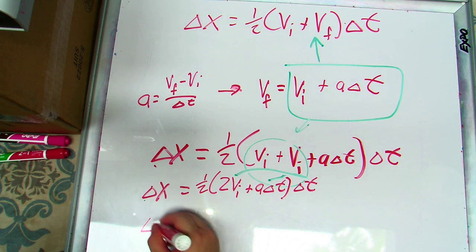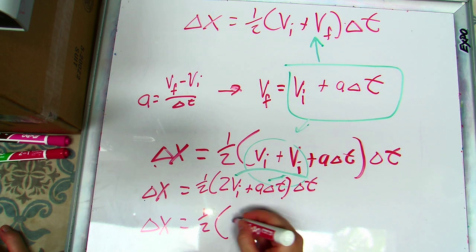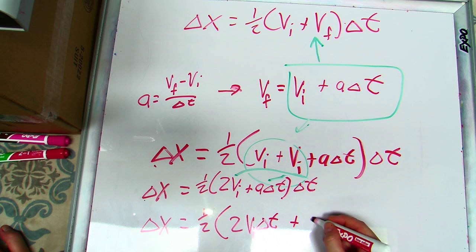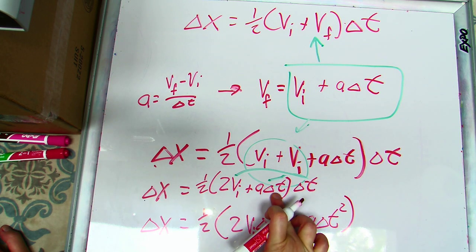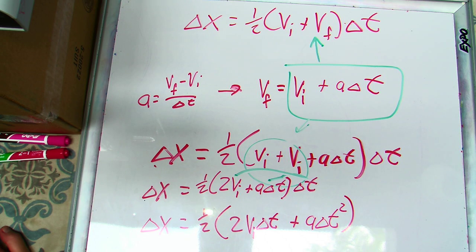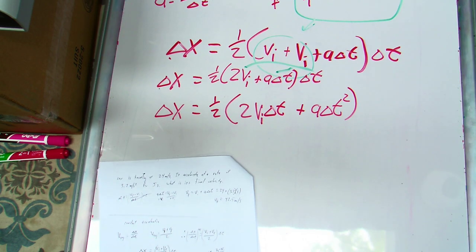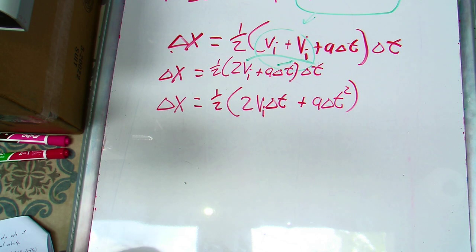So we have delta x equals 1/2 times 2 vi times delta t plus a times delta t squared. So delta t times this delta t would be delta t squared. Yes, I got my notes to help me. This way I know not to make any mistakes in the video.